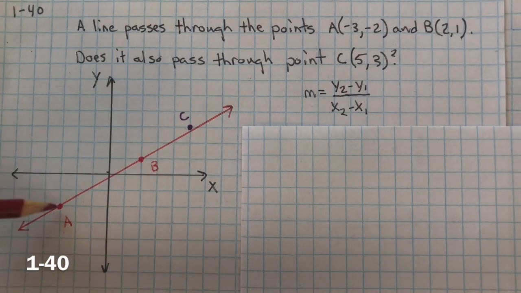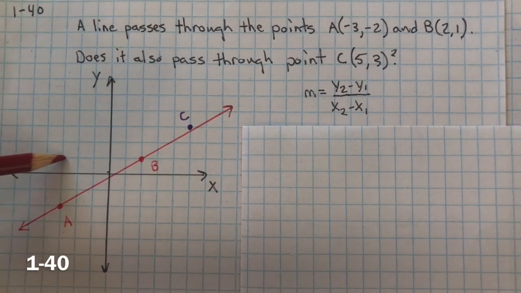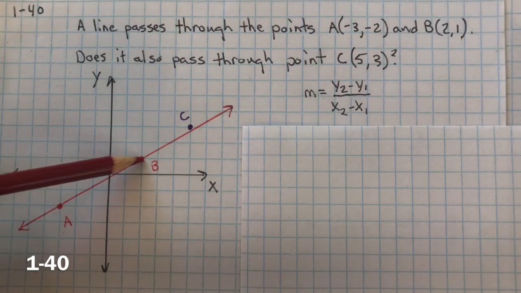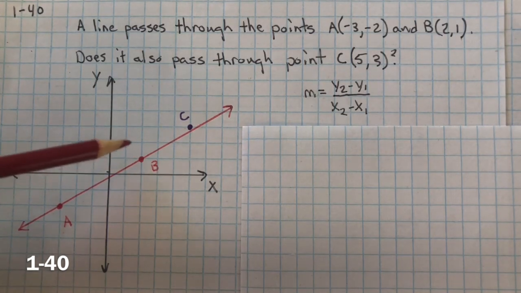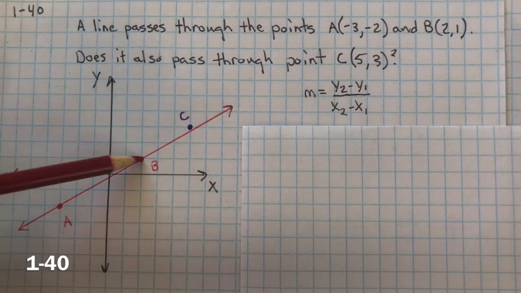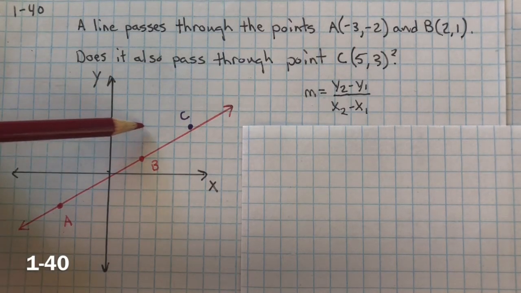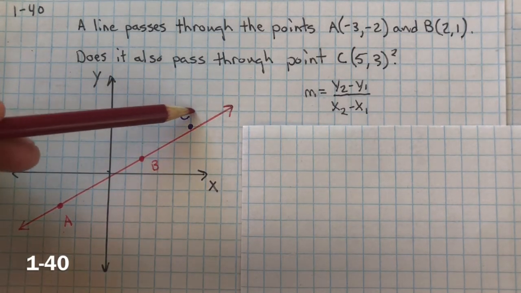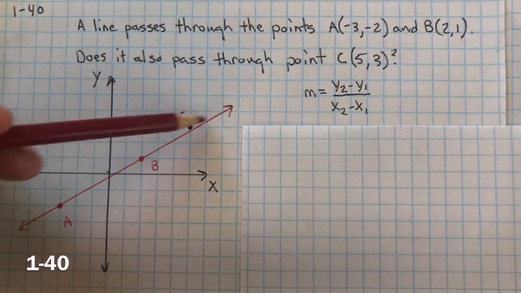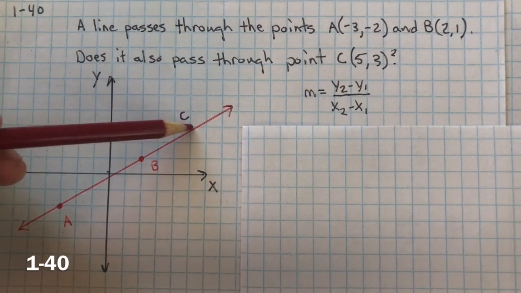So we go 1, 2, 3 for the rise, 1, 2, 3, 4, 5 for the run. So that's 3/5, 3 over 5. Well, 1, 2, 3, 1, 2, 3, 4, 5. Well, it's not on this point. You can see it doesn't go through C.